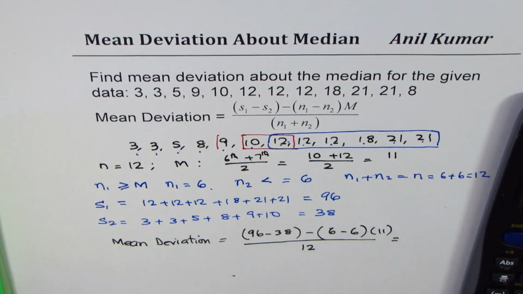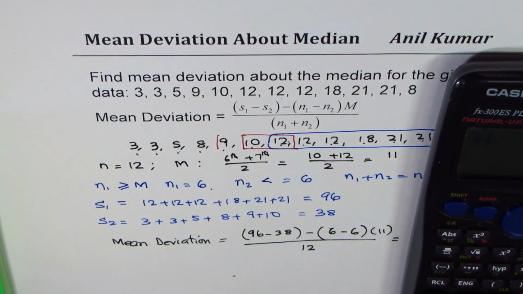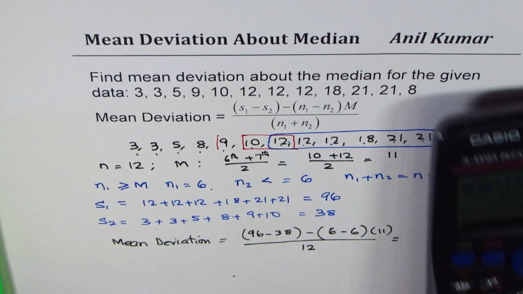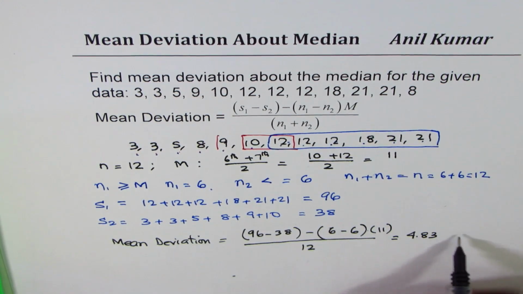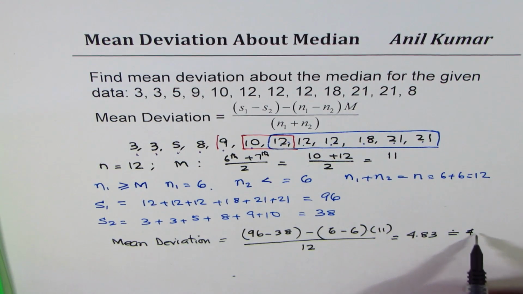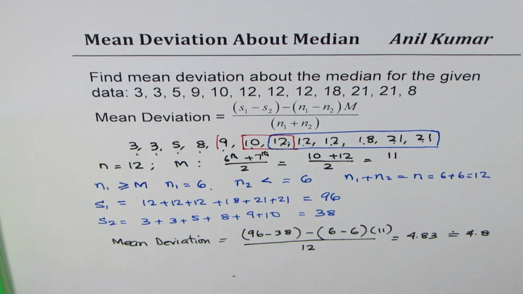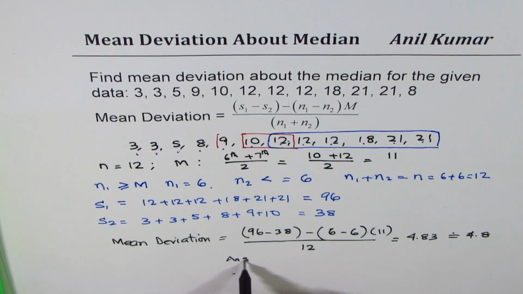So this term is 0. So we have 96 minus 38 divided by 12 equals, in decimals, 4.83. So we can write it approximately as 4.8, right? So that is how you can find the mean deviation, right?